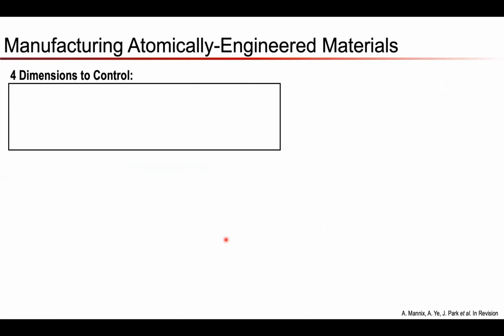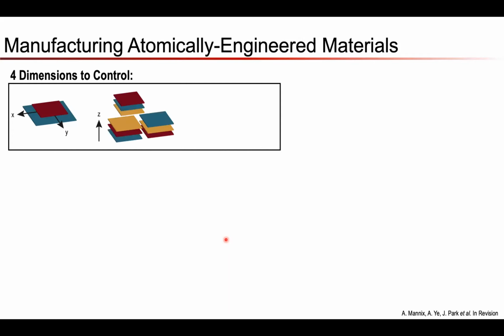And in order to do this, we have to seek to control four distinct dimensions. First of all, we need to control the X and the Y dimensions. And this is sort of the lateral dimensions, which we can tailor both by shaping the individual layers. So lithographically speaking, we can structure them. And then we also need to be able to control their relative lateral alignment with respect to one another.